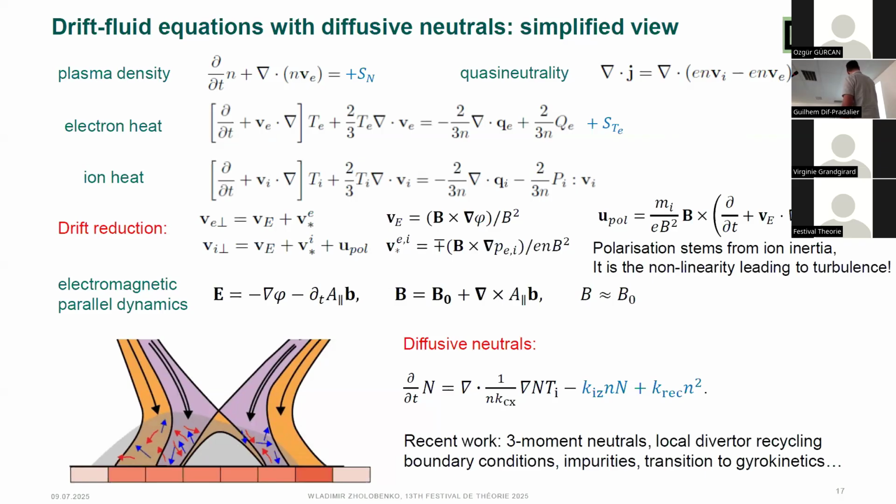Then we have the parallel motion. Okay, these are drift fluid equations. So the perpendicular flow is not dynamic, but it's assumed to be quasi-static, given by the E cross B, diamagnetic drift and polarization. And this is important. You see in the polarization here, we have the ion inertia. So this is what will be driving the turbulence. But this is obtained through an expansion. So we have the E cross B nonlinearity and not a dynamical perpendicular velocity.